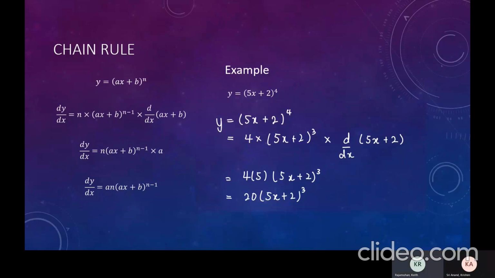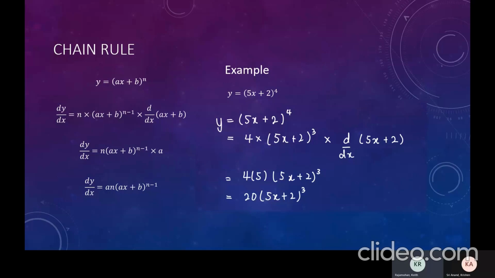Next, we'll look at the chain rule. The chain rule is basically used when you have an equation with a very high power. So y equals (ax plus b) to the power of n. So dy/dx equals n times (ax plus b) to the power of n minus 1 times the differentiation of ax plus b, which is inside the brackets. So you get dy/dx is n times (ax plus b) to the power n minus 1 times a itself, giving you a final answer of an times (ax plus b) to the power n minus 1.